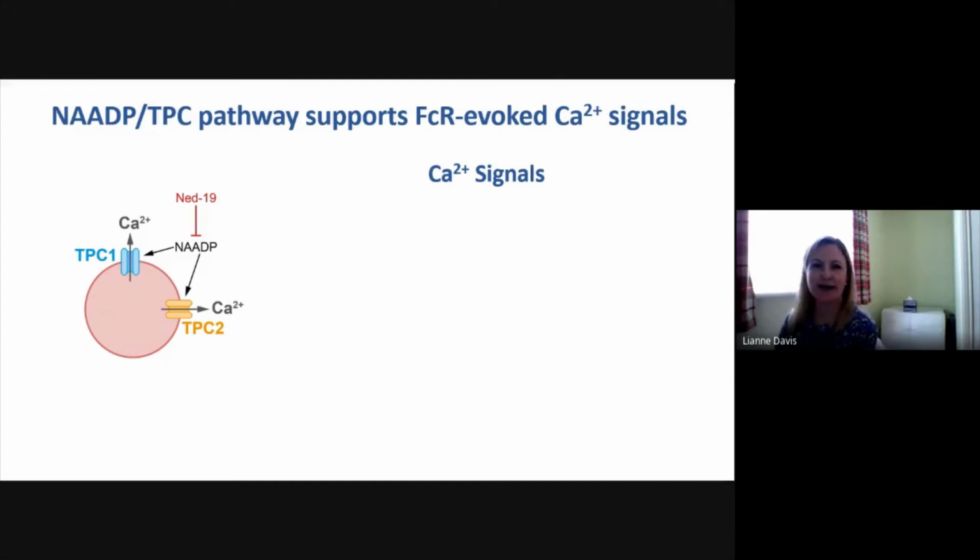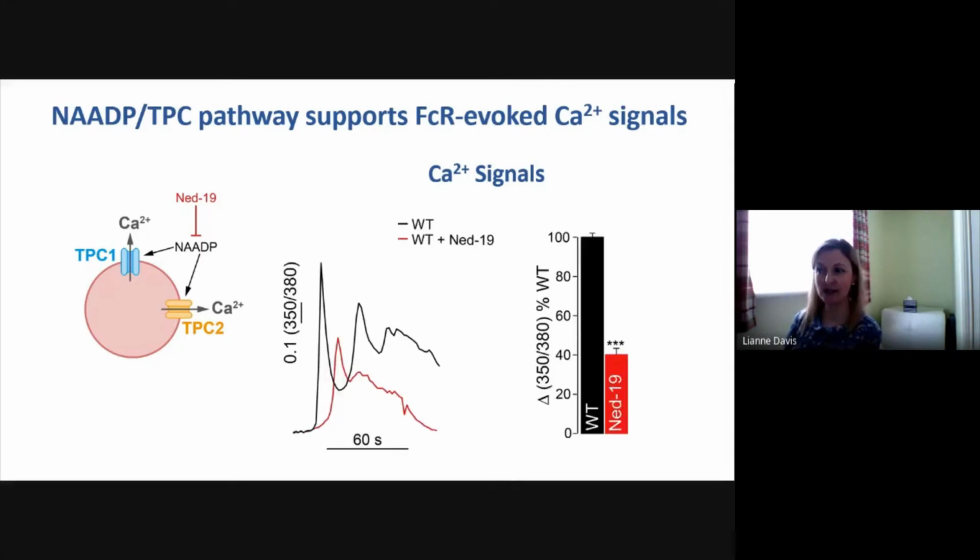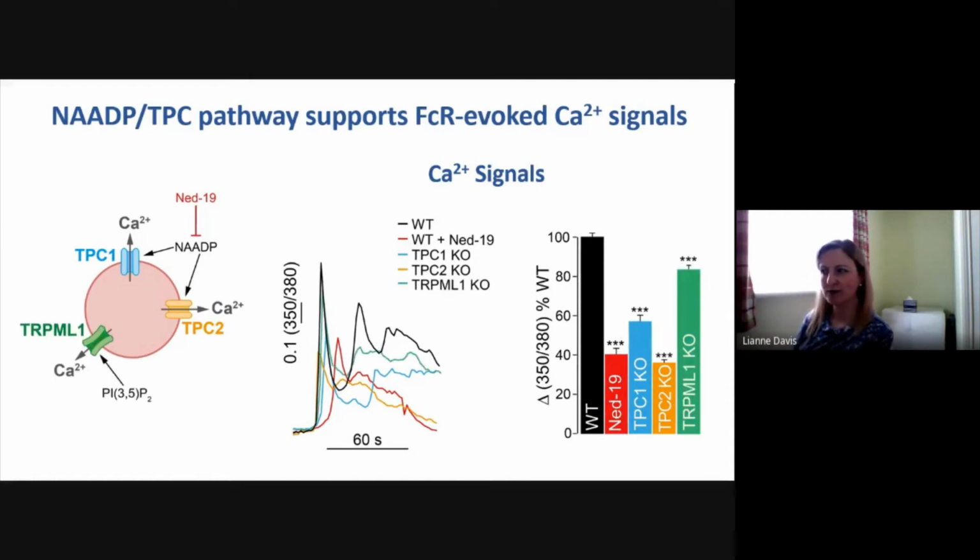Therefore, we asked whether FcR-evoked calcium signals require lysosomal channels. So first, Ned-19 lowered the phagocytic calcium signal, consistent with NAADP playing a role. Similar to the effect of Ned-19, eliminating the NAADP targets, TPC1 and TPC2, reduced the calcium signal. In contrast, knockout of TRPML1, which is not activated by NAADP, has a much smaller impact on phagocytic calcium signals.